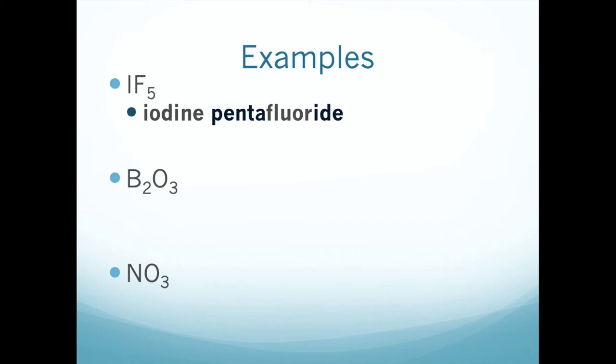Okay, let's try this next one. There's 2 borons and 3 oxygens. So the prefix for 2 is di. Okay, so diboron. The prefix for 3 is tri. And we take oxygen, take that first syllable ox, and add "ide" to it. So it becomes diboron trioxide.